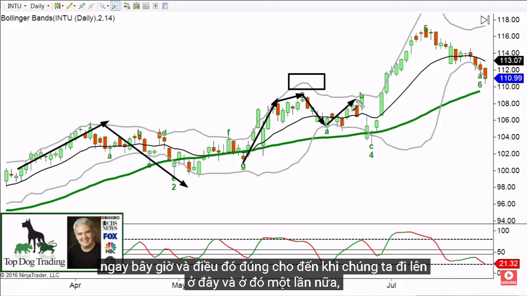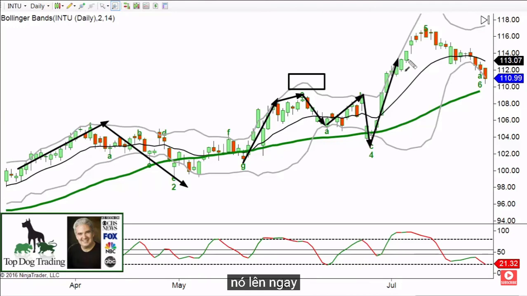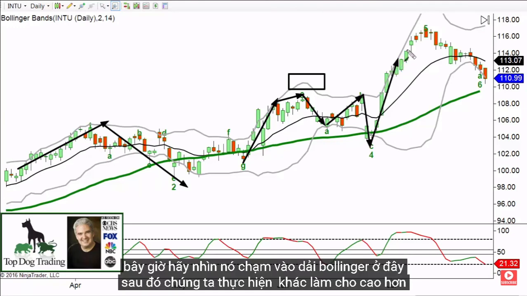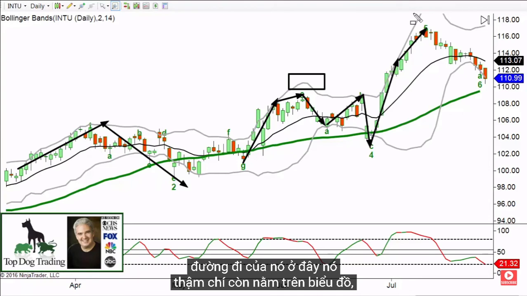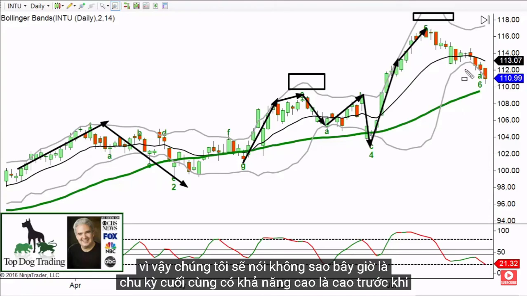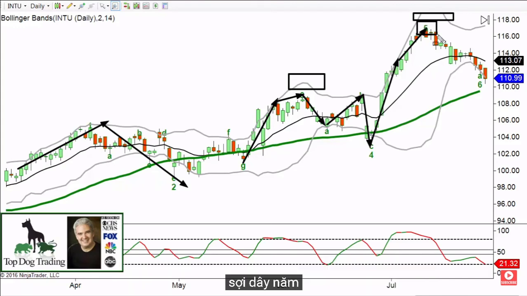And that's true until we go up here, and there we get 4. Now again, the average wave is 5 in a trend. Market comes back up, hits the upper Bollinger Band, rides it up. Now look. It hits the Bollinger Band here, then we make a higher high, much higher high after touching the Bollinger Band. But where is the Bollinger Band? Way the heck up here, it's even off of the chart. So then we would say, oh, okay, now that is a high probability final cycle high before we put in another cycle low. The difference with this one is we're at a wave 5, which is an average trend.